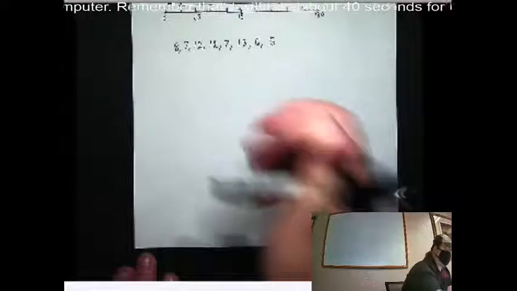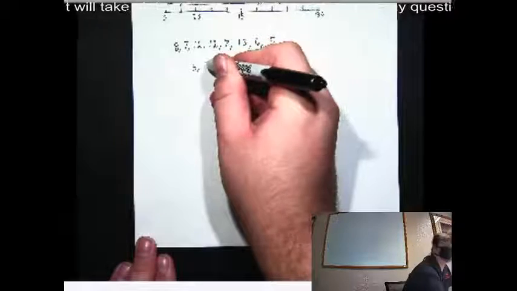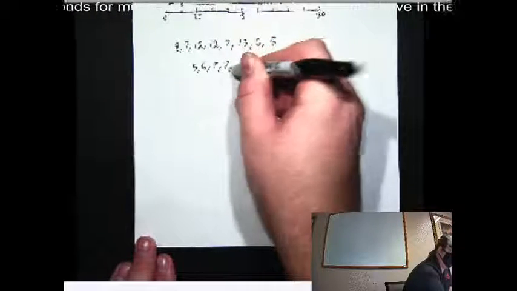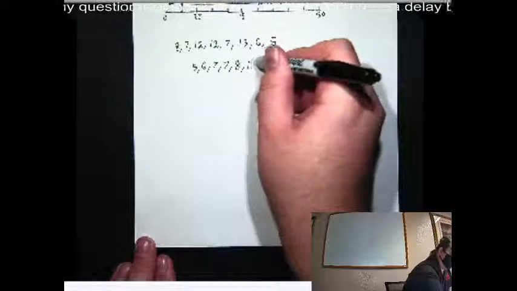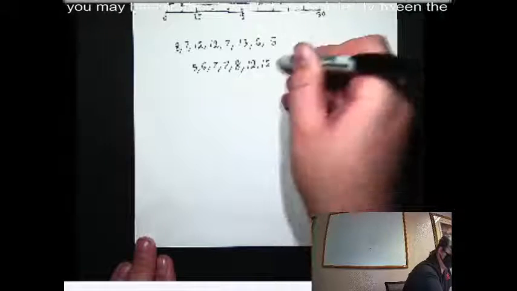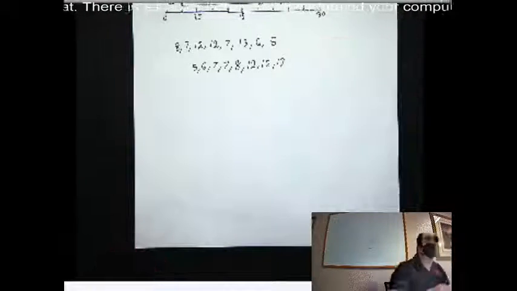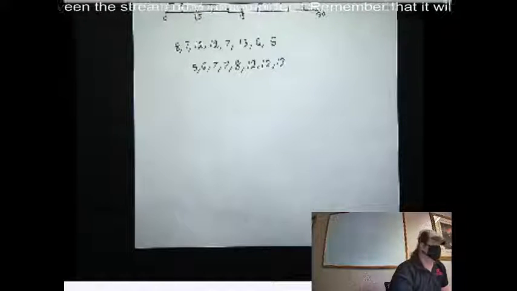What's going to be our first number? 5. Keep going for me. 6, 7 and 7, good. 8, 12 and 12, and then what? 13. Excellent. So we've got our data arranged here from least to greatest.